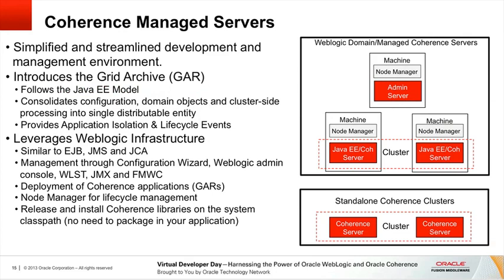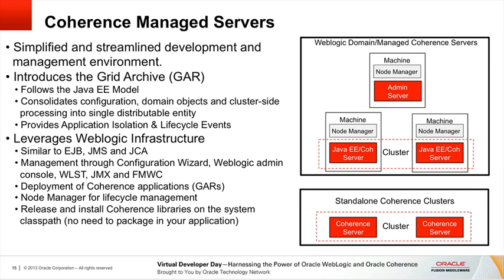Coherence Managed Servers were built primarily to simplify the development lifecycle and operational management of Coherence clusters. It starts by introducing a key building block, which is the grid archive. A Coherence grid archive follows the Java EE model and consolidates configuration, domain objects, and cluster-side processing into a single distributable entry. This simplifies what you're going to put into your deployment processing, as well as how you can deal with the lifecycle of your application by having a single build artifact to work with. A grid archive also provides application isolation and lifecycle events.